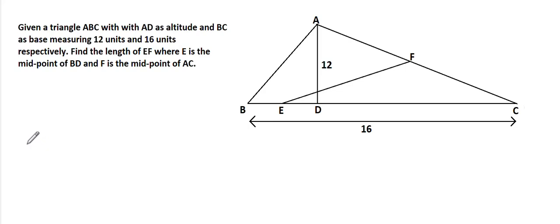Today I have brought a very nice tricky geometry question from one of the Olympiads. I would request you to first give it a try yourself. The question is quite simple. We are given a triangle ABC which has an altitude AD, and BC is the base. It measures 16, and E is the midpoint of BD and F is the midpoint of AC.